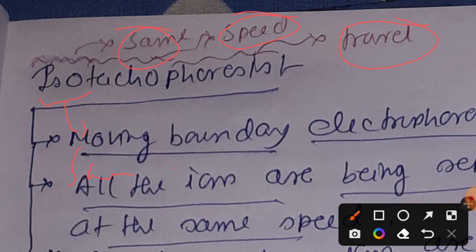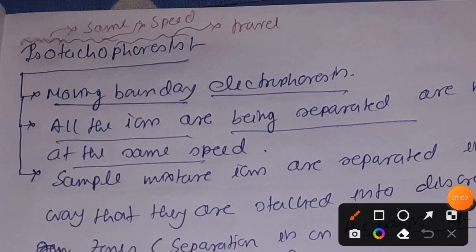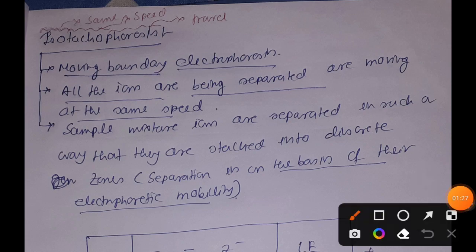That means the samples to be separated with its help are migrating at the same speed, right? It is based on a principle that we are not going to discuss today. We will discuss it in some other videos, that is the moving boundary electrophoresis concept, and on the basis of this, isotachophoresis works. All the ions being separated are moving at the same speed, as its name suggests, right?